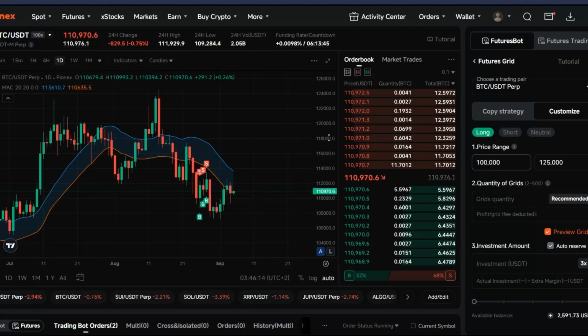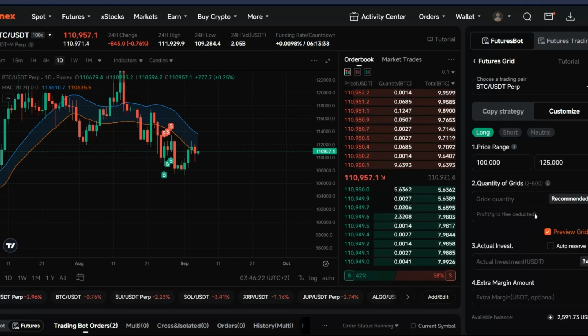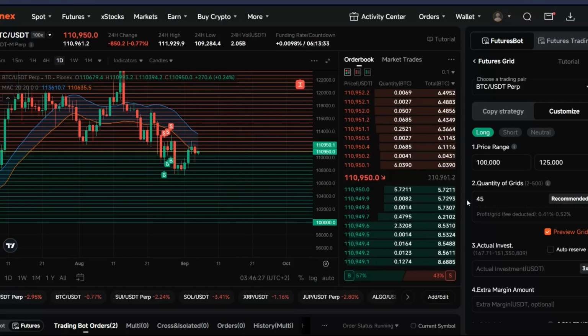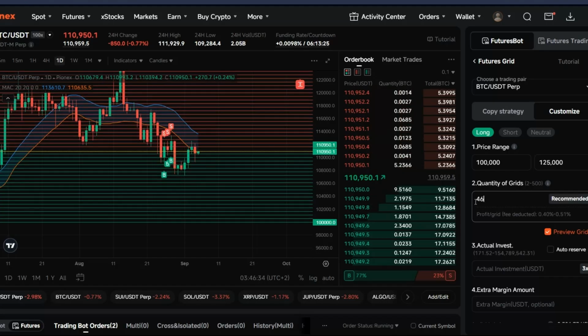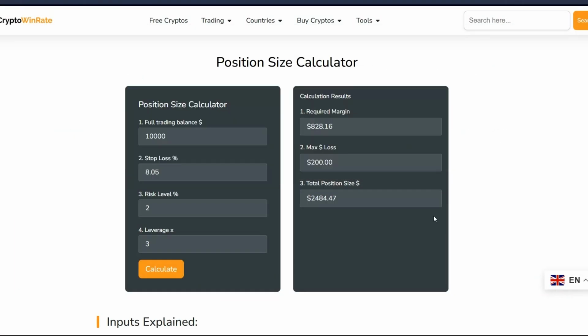And I'm going to choose how many grids I want. This is very important. Always check the recommended: 0.41 with 45 grids. I like this to be 0.40 or higher, so 0.41 is good. I could go to 46 grids, gaining one more grid, and it goes to 0.4. So I'm going to leave it here. And now the actual investment, what do I have to type down here? This quantity, the required margin. 828.16.